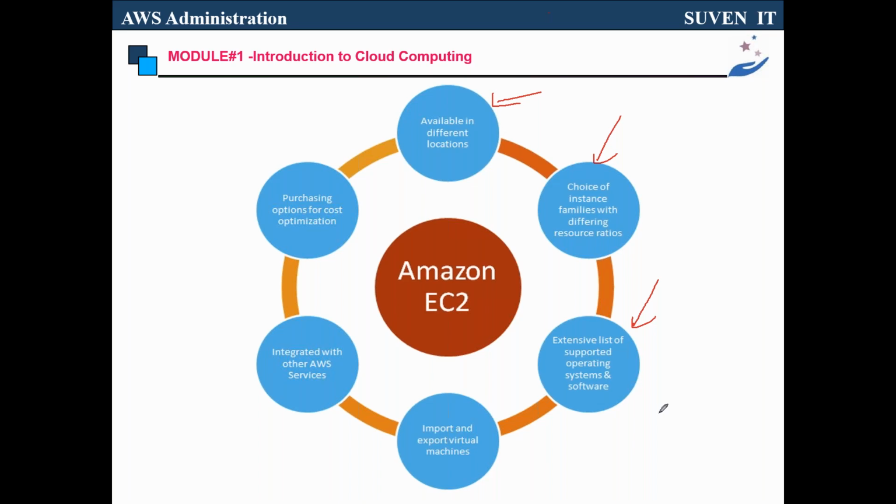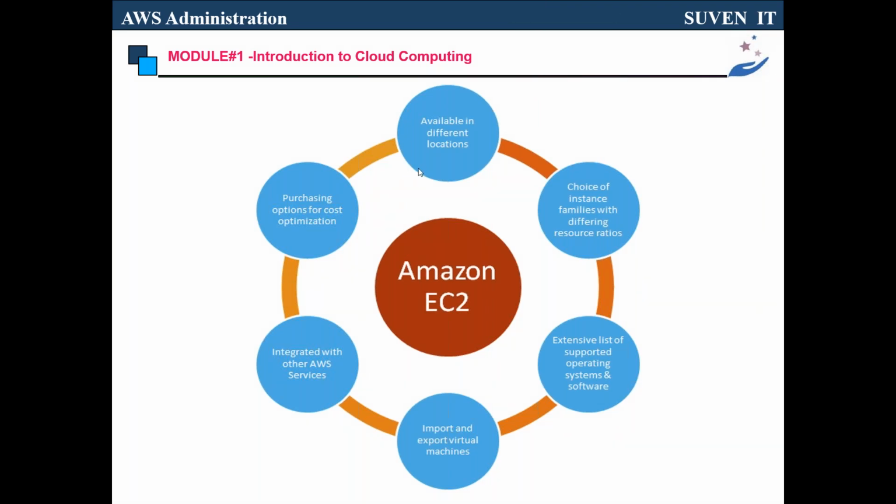You can also import servers from VMware on-premises into AWS, and export from AWS to VMware also. It works both ways: you can import as well as export the servers. You can also integrate with other services. For example, you can mount S3, which I will explain. You can also purchase with different options, so you can manage different costs. That is one more important point.